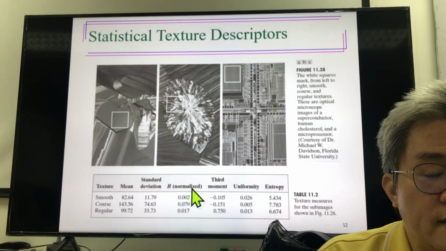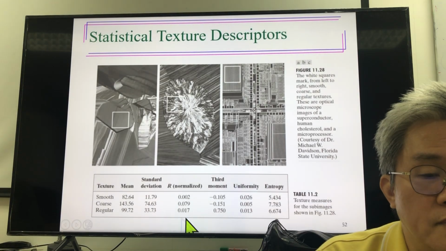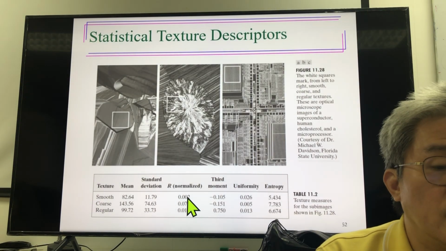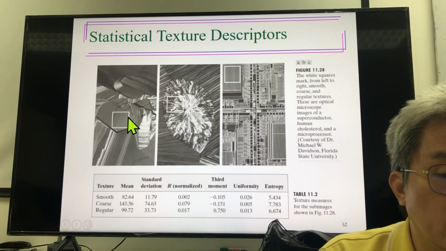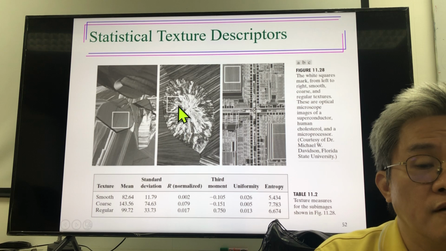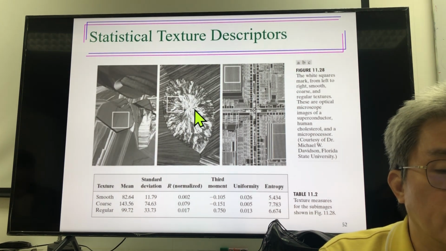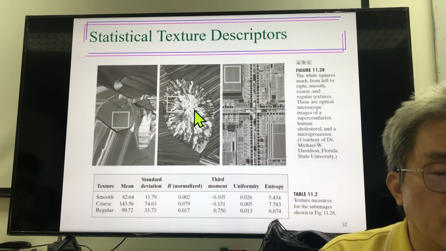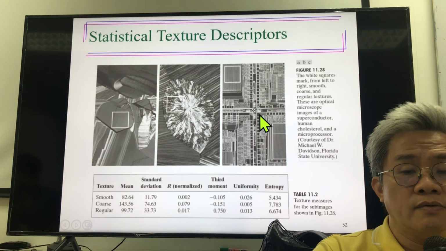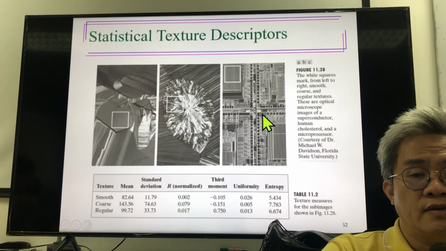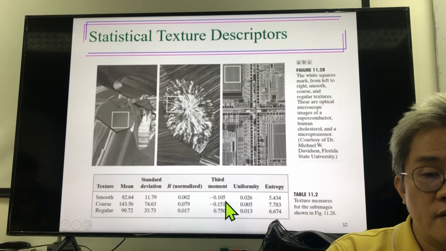This is the relative smoothness. R is the relative smoothness. It says that the first picture is really smooth because it's 0.02. This one is very large, which is 0.079. And this is for the regular, 0.17. Then you can use all the others.